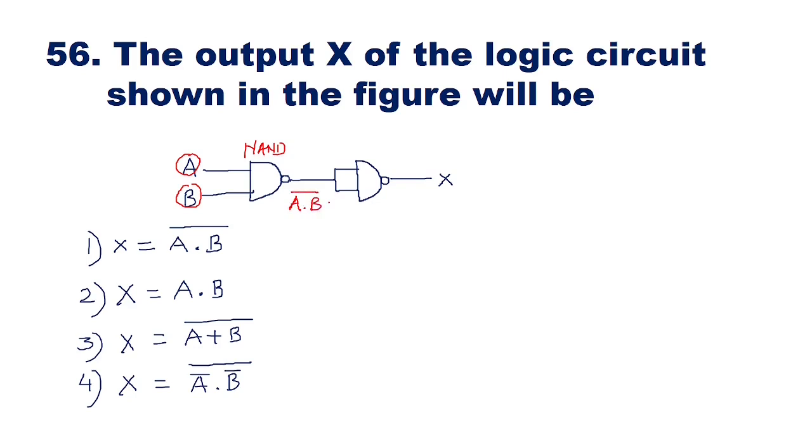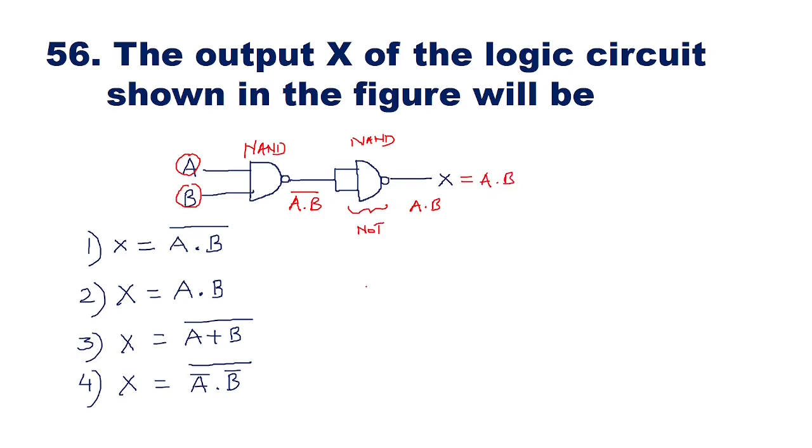Now this is given again to another NAND gate whose inputs are shorted and it has been made only one input. So A into B the whole bar will be the input for the second NAND gate. Now this NAND gate is going to act as a NOT gate, and here the output will be A into B. So here the output X will be A into B.